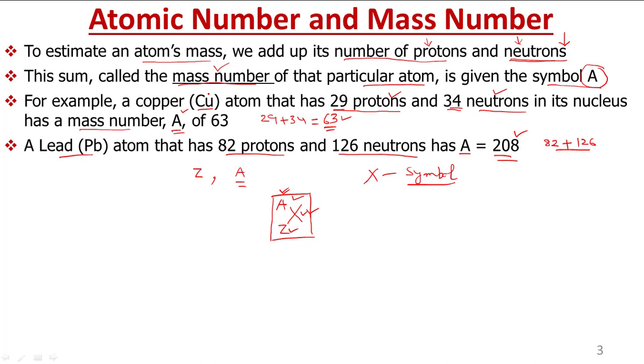Likewise, suppose we have to represent copper, that means for copper the symbol is Cu. Now its atomic number, the number of protons, is 29, we will write 29, and its mass number is 63, which is obtained by adding the number of protons with the number of neutrons. So we will write here 63. This is how we represent any element when we know its atomic number and mass number.